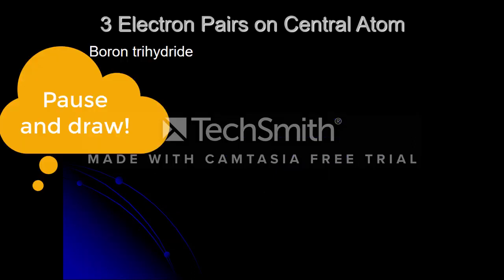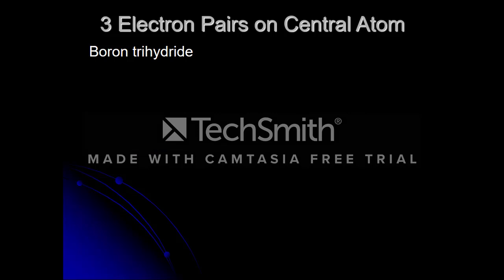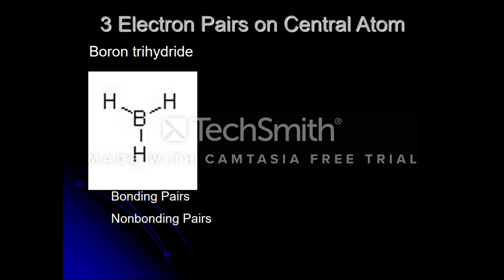All right, so again, formula for boron trihydride, draw the Lewis structure, pause and draw, and then come back and we'll talk through this one. All right, so you should have a Lewis structure that looks like this. Remember that hydrogen only can have 2 electrons to have a full fake octet. You can kind of imagine me making the little finger quotes, the full octet.